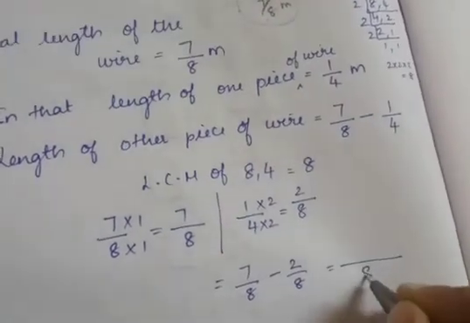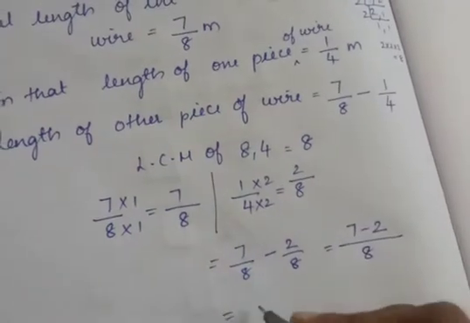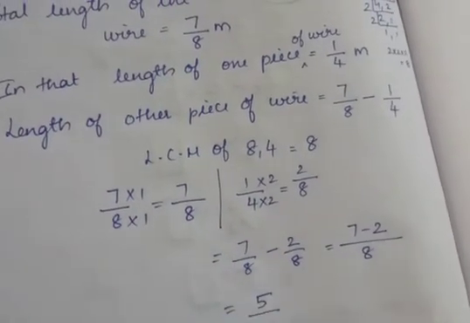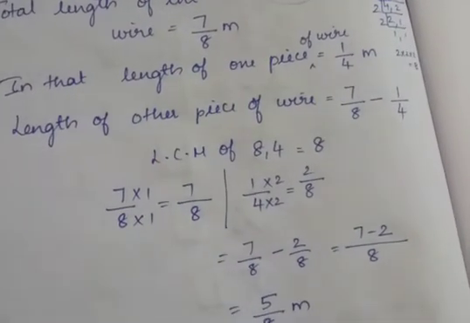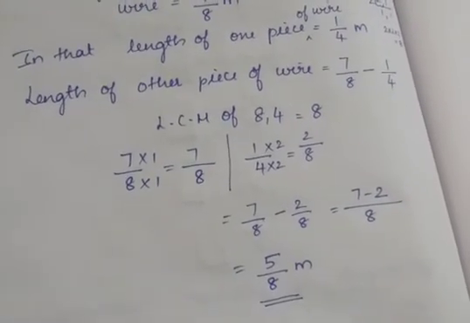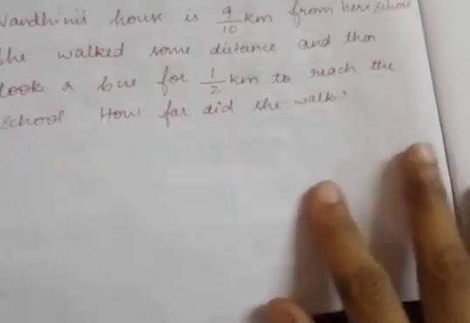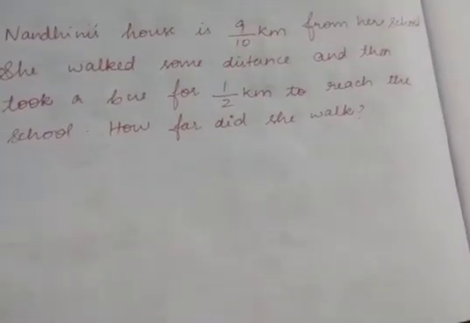Here both the denominators are same. So 7 minus 2. 7 minus 2 is what? 5. 5 by 8 meter. So what is the length of the other piece of wire is 5 by 8 meter. Understood? Next is your 7th problem.